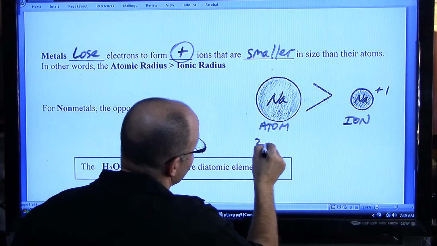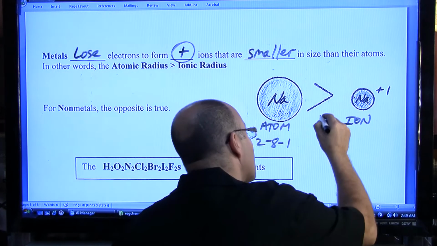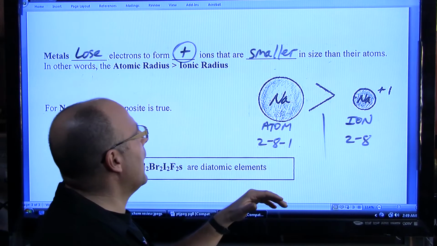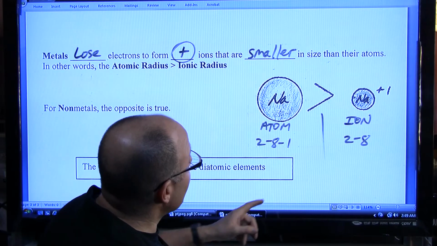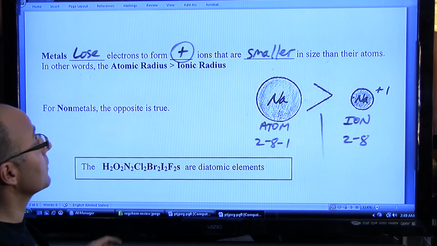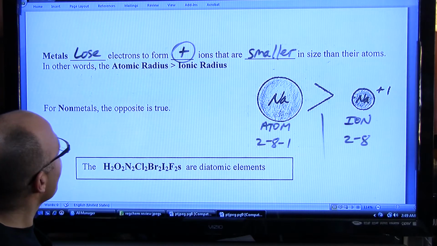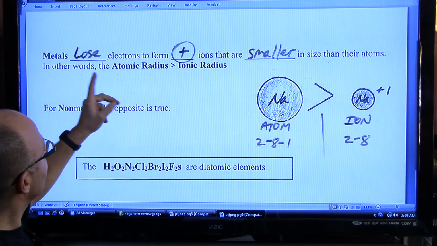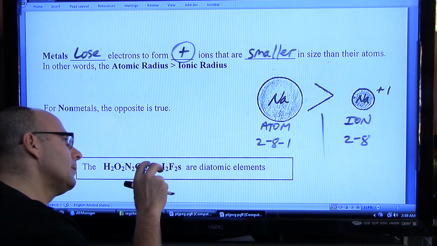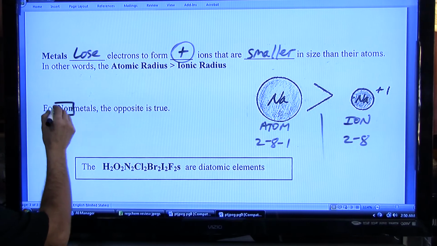Or by configuration, the atom is 2-8-1. Remember, the +1 means it lost 1 electron. The ion would be 2-8. You might be saying, well, how could the loss of 1 energy level make it so much smaller? But remember, it now has a noble gas configuration, so it's more stable too. In other words, a fancy way of saying this is, the atomic radius for metals is greater than the ionic radius. The size of the atom is larger than the size of the ion. And for nonmetals, again, it's just the opposite.